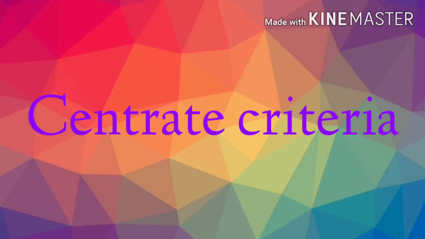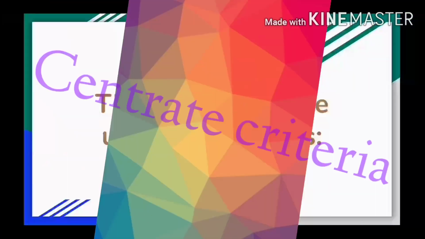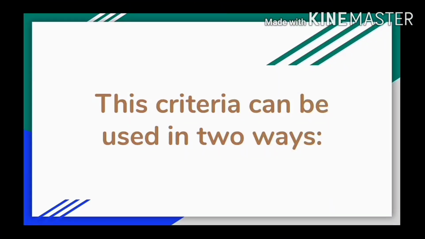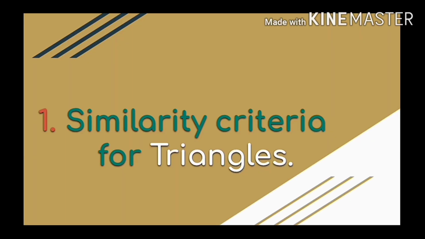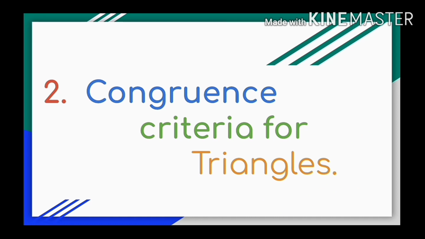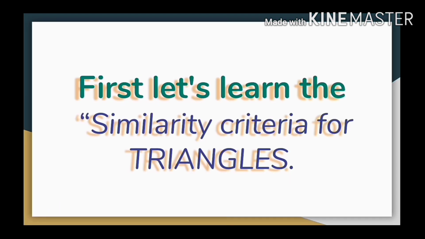In this video I am going to teach you a new criteria, that is the centroid criteria. This criteria can be used in two ways. That is similarity criteria for triangles. You can use this criteria to say whether two triangles are similar to each other or not. And we can also use this as congruence criteria for triangles. This criteria can be used to say whether two triangles are congruent to each other or not. Two or more, not only two triangles.